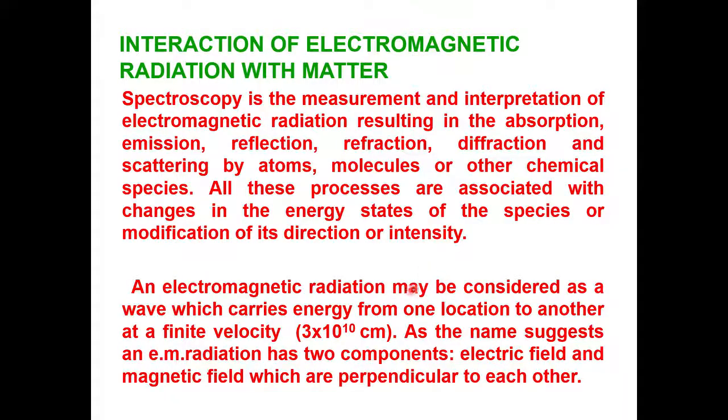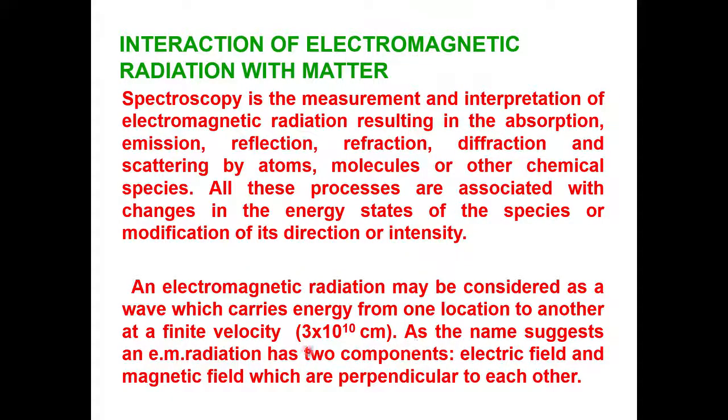So, what is an electromagnetic radiation? An electromagnetic radiation is considered as a wave which carries energy from one location to another at a finite velocity. This velocity is 3 into 10 raised to 10. As the name suggests, the electromagnetic radiation has two components. One is an electric part, that is the electric field, and another is a magnetic field. Each of them is perpendicular to the other.